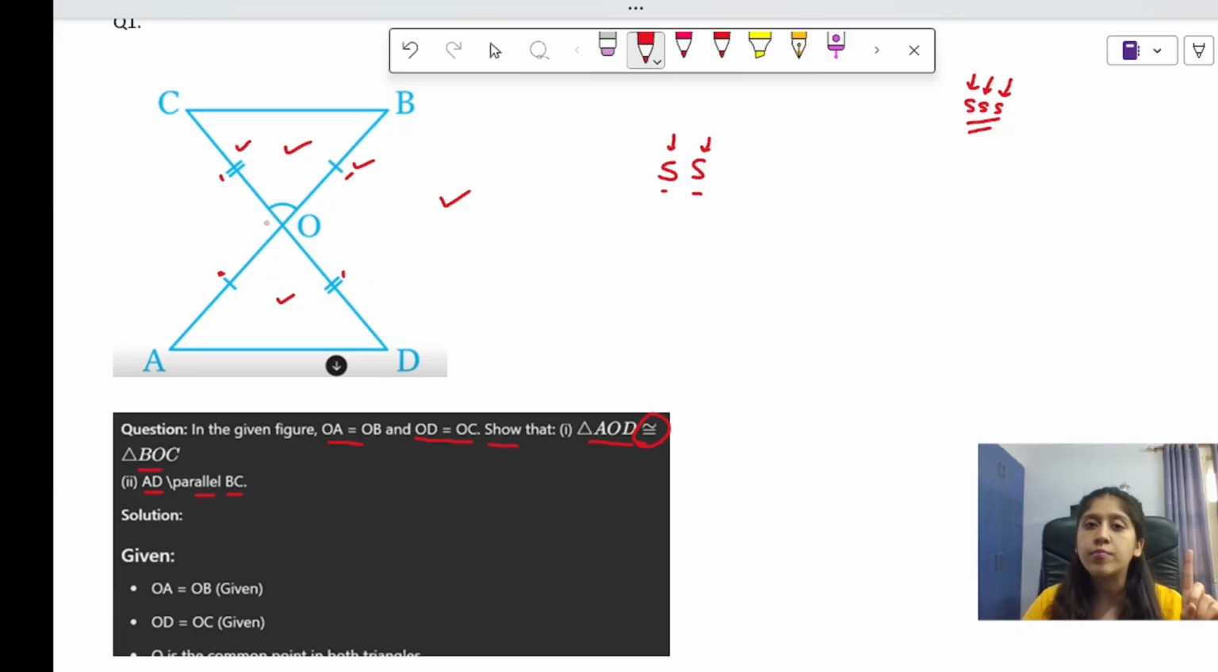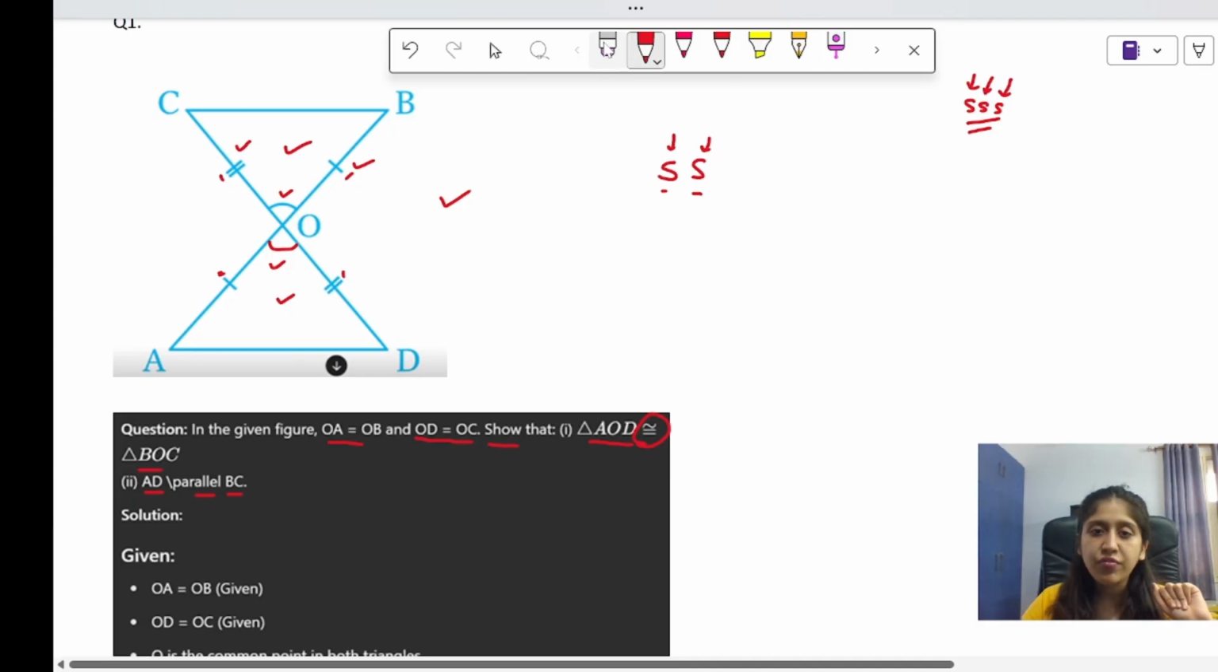Yes, जब भी आपको intersecting lines दिखे, always check out for vertically opposite angles. We can see that angle BOC can be equal to angle AOD? Yes, can you see that? These are vertically opposite. So what does the rule apply? Rule क्या apply हुआ? Let's just correct this.